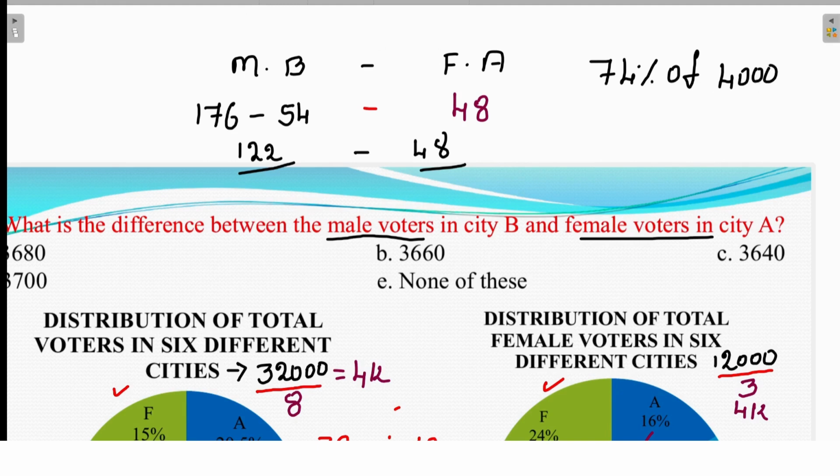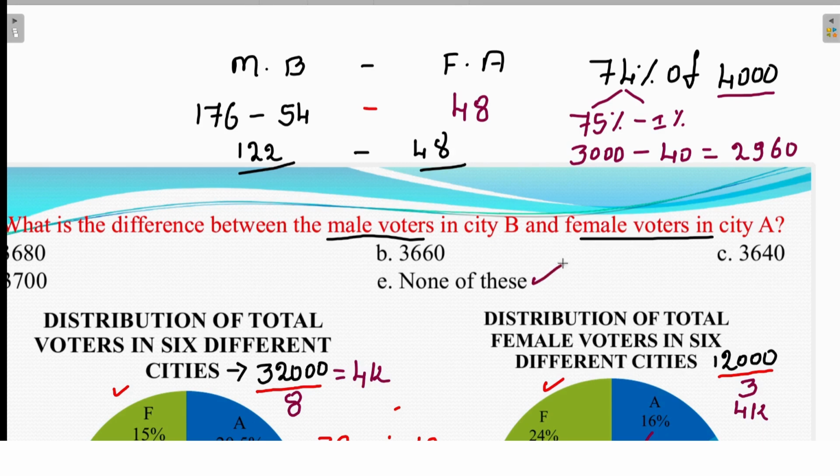How to calculate 74 percentage? I will write this number as 75 percentage minus 1 percentage. 75 percentage means 3 by 4. 3 by 4 of that number will be 3,000, minus 1 percentage of that number will be 40. 3,000 minus 40 will be 2,960. So in this example, none of these is the answer, so your answer will be 2,960. Let's continue. I hope you understand this.